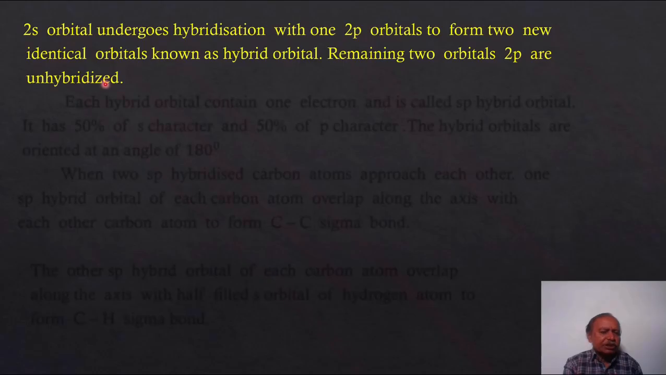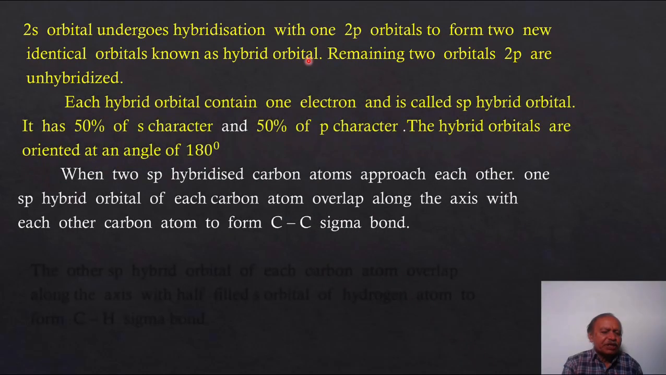Now each carbon contains two sp hybrid orbitals and two unhybridized 2p orbitals. You know there are two carbon atoms in ethyne. Both the carbon atoms are sp hybridized, and each contains two sp hybrid orbitals and two 2p orbitals. Each one of these contains one electron, and the hybrid orbitals are oriented at an angle of 180 degrees. That is a straight angle.